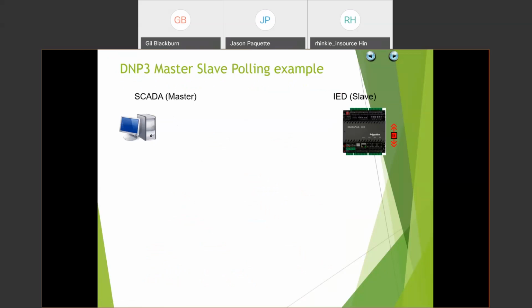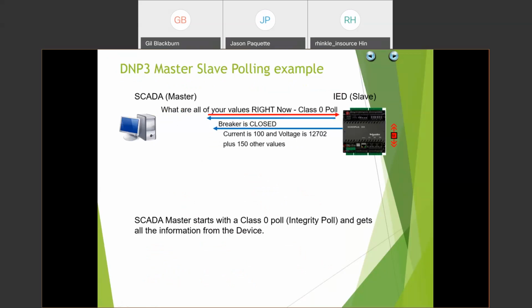Here's some polling examples. That's just a little bit of animation here. In this case, I have a breaker here, but that could just as easily be a pump or a fault or whatever. So what happens is we ask, what are your values right now? We're doing that integrity poll. It says, okay, your breaker's closed, your current's 100, your voltage is 12,702, plus another 150 values along in this list.